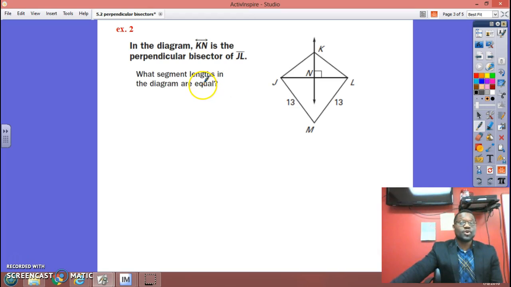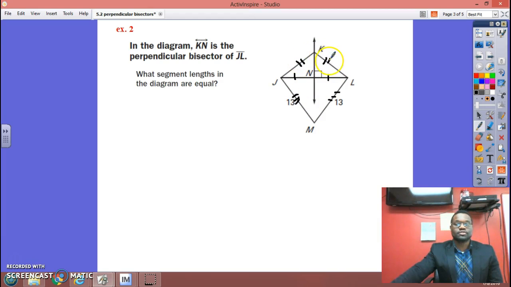So what things do we know are the same? Well, we know JM and ML are equal because we've got those numbers there, plus that's a perpendicular bisector. But also, if this is a perpendicular bisector, then JN is congruent to NL, right? And also, JK is congruent to KL. So not only are these two sides with the 13s congruent, but so are JN and NL, because this line right here bisects, or cuts into two equal parts, JL.